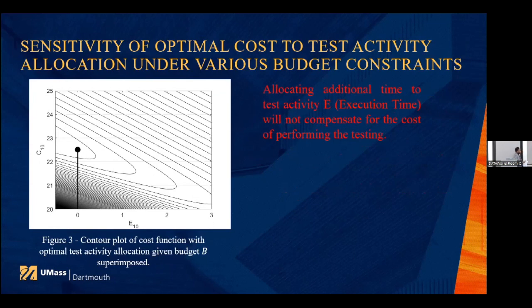We also did a superimposed version of the two graphs. We see that allocating additional amounts of time to test activity E, which is execution time, will not compensate for the cost of performing the test. You can see this from the contour plot here.